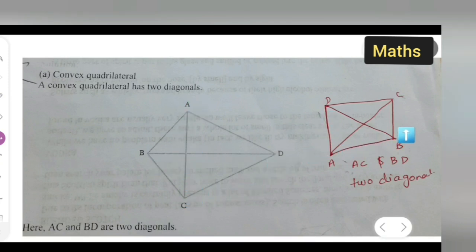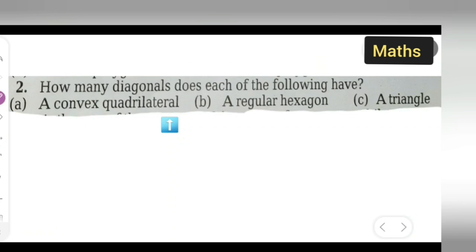Here also I have drawn a quadrilateral. One is AC and BD. So basically there are 2 diagonals. AC and BD are the 2 diagonals in this. Now we are done with this.